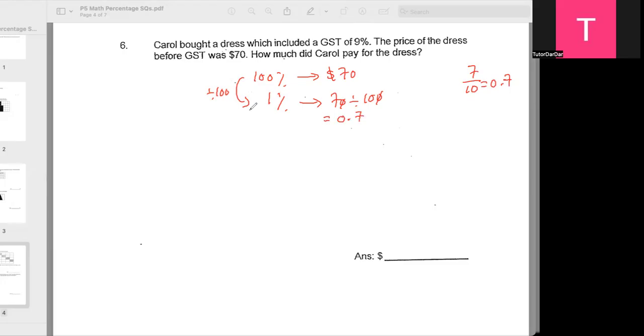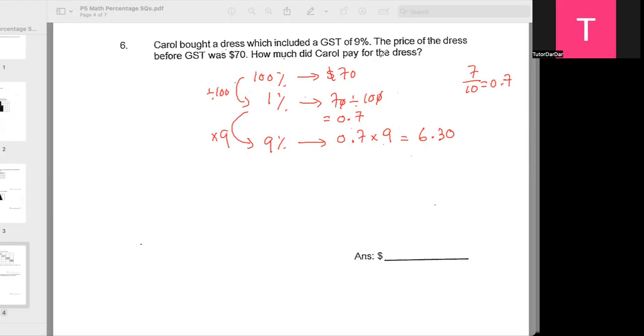Now we need to find 9%. So 1% becomes 9% by multiplying by 9. So 0.7 multiplied by 9. So 7 times 9, 63. So you will get 6.30. So that means the 9% GST is $6.30.